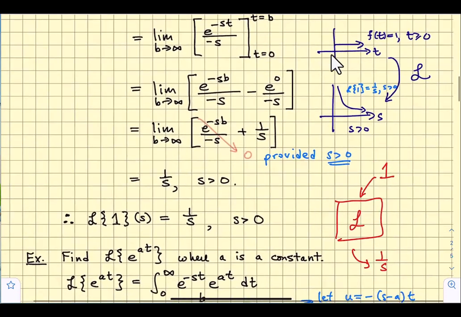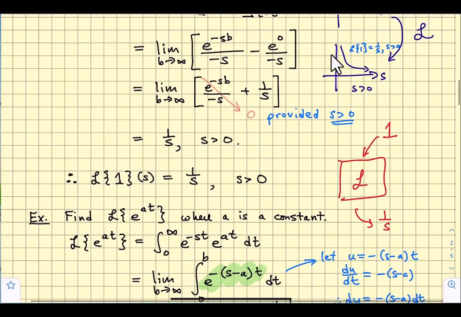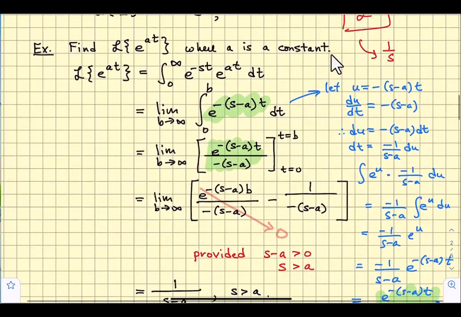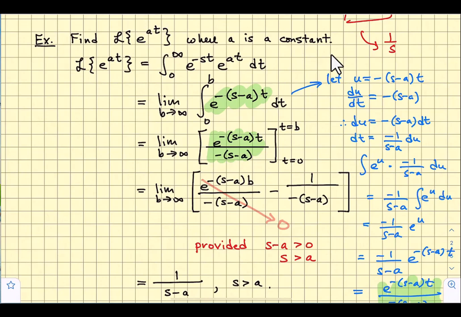Okay, so the idea is we feed in the function 1 into the Laplace transform, and it spits out the function 1 over s. Let's do another example. Let's find the Laplace transform of the function e to the at, where a here is just some constant. So following the definition, the Laplace transform of e to the at is the integral from 0 to infinity of e to the minus st times e to the at dt.